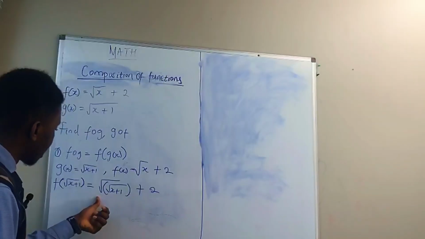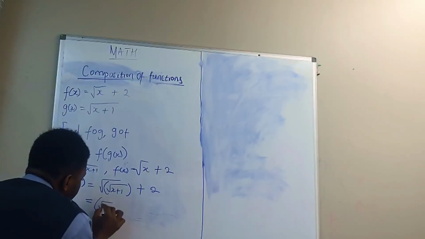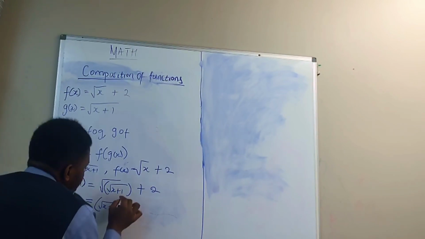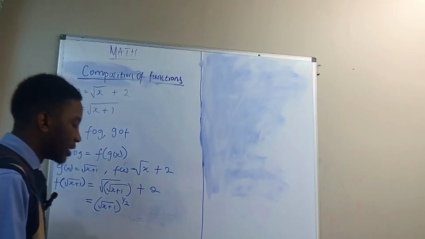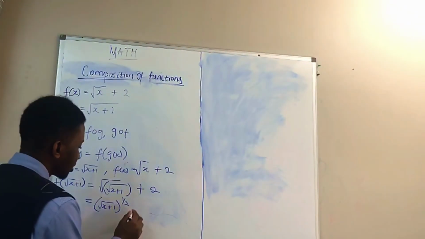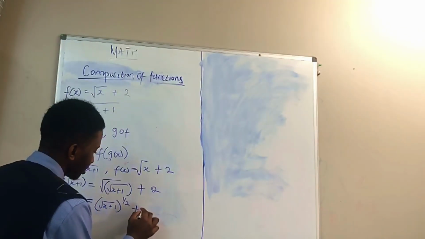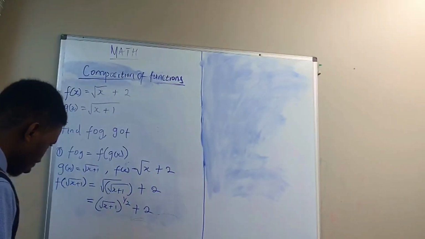Now, roots of a function can be written as root x plus 1 raised to the power of half. So root of any number or any variable can be written as to the power of half. And so now this can be better written as this: root of x plus 1, plus 2.